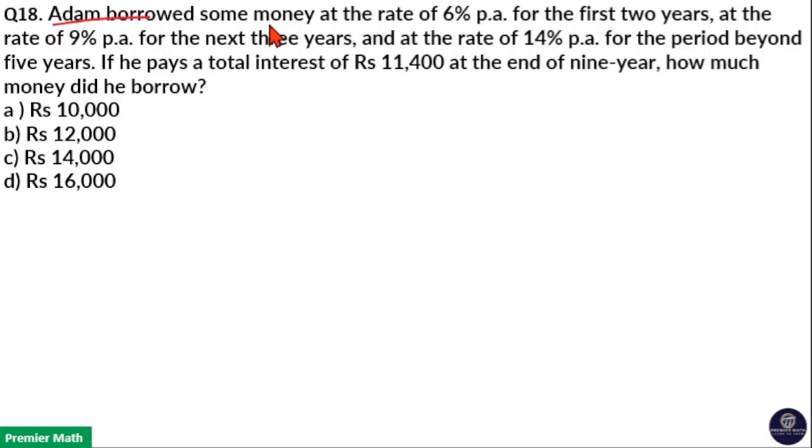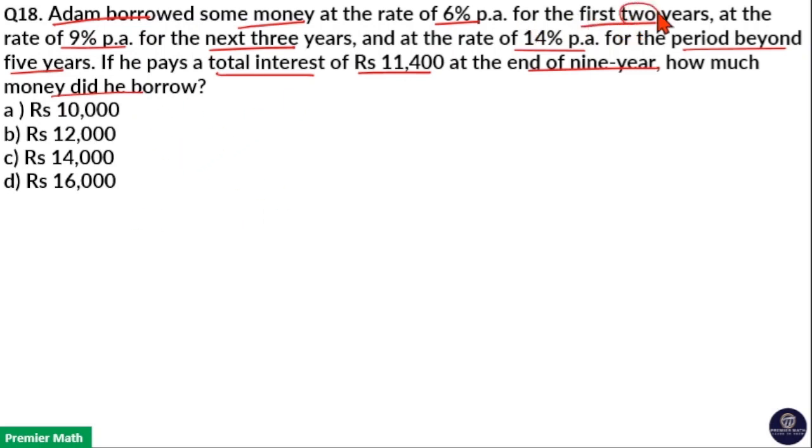Adam borrowed some money at the rate of 6% per annum for first 2 years, at the rate of 9% per annum for next 3 years, and at the rate of 14% per annum for period beyond 5 years. If he pays total interest of rupees 11,400 at the end of 9 years, how much did he borrow? Here we have to find principal.